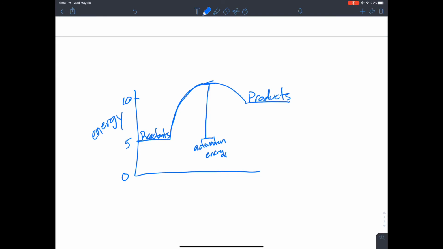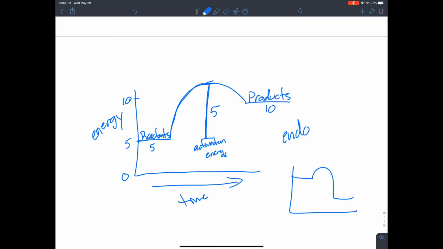so that would be your activation energy here with a value of 5. The potential energy of your reactants is 5. The potential energy of your products is 10. So is this endothermic or exothermic? We went from 5 to 10, so it's endo because you gained energy. And is there anything else to touch on here? This is just time. This is as the reaction progresses. If it were the opposite way around, if it went like this, that'd be exo, you're releasing energy.